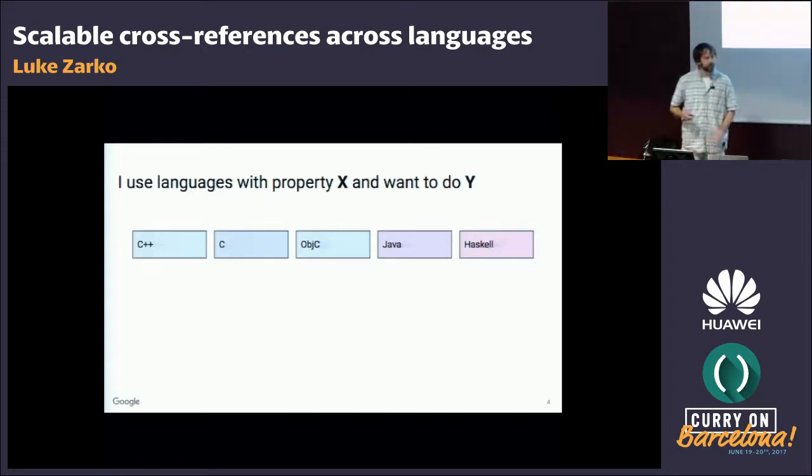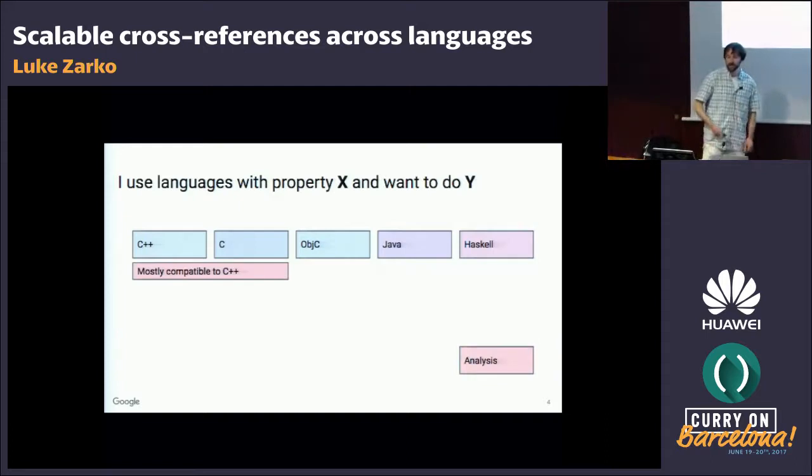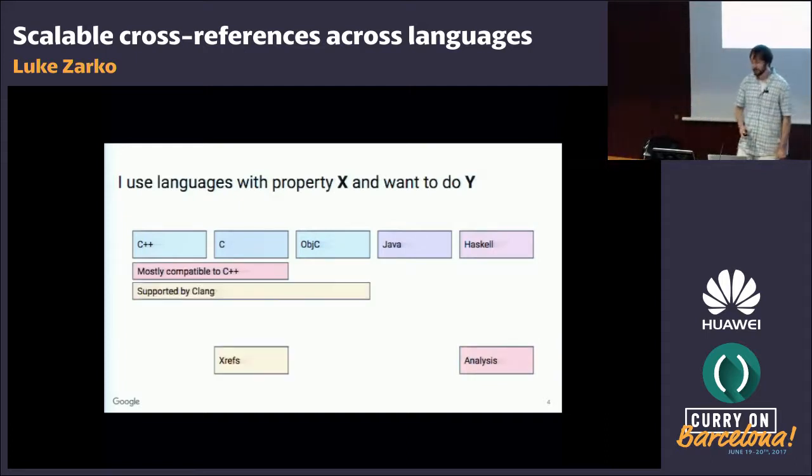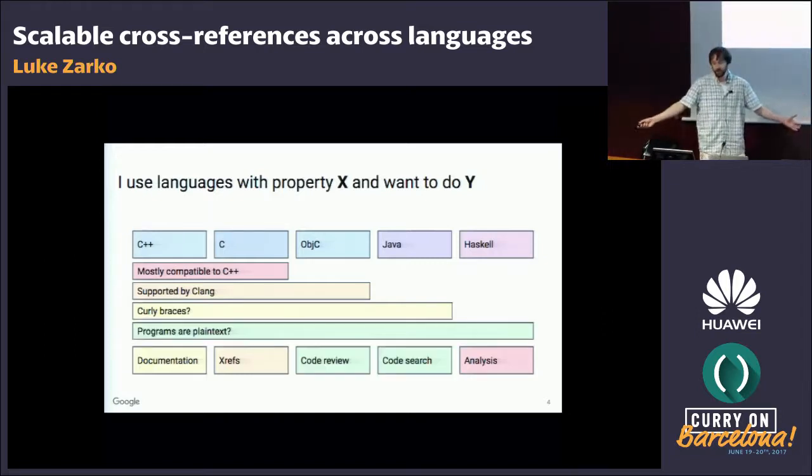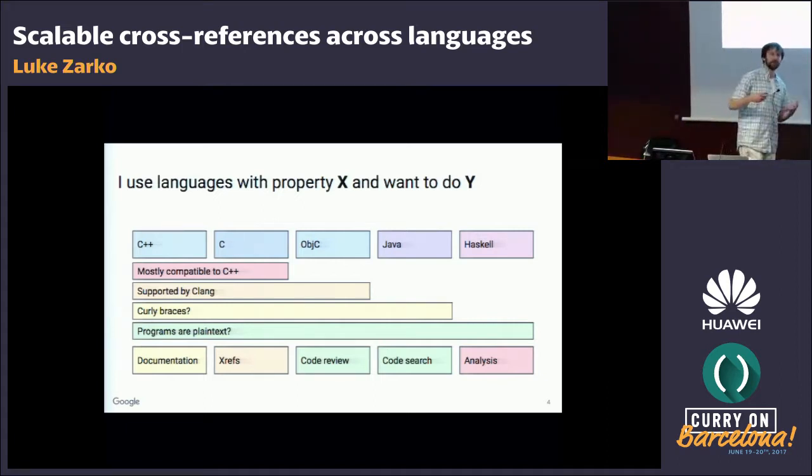So you start to look for abstractions, right? You say, well, maybe I can write an analysis that works on languages that are mostly compatible to C++, like C. Maybe you can do cross-references as long as your language is supported by the Clang front end. Maybe you can generate documentation provided you can write regexps for languages that have curly braces in them. Or maybe you can do code review or code search tools based on programs that are stored in plain text, which kind of leaves languages like Squeak, which are image-based, in the lurch.